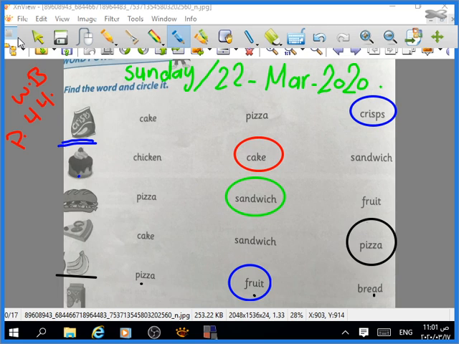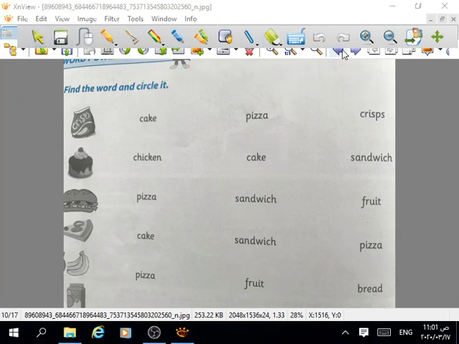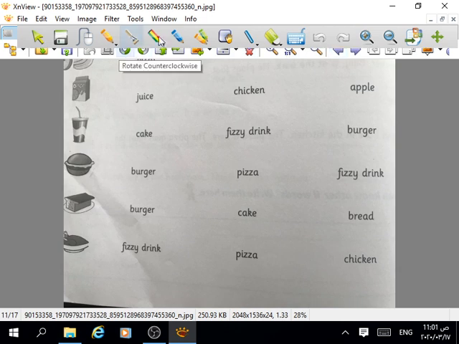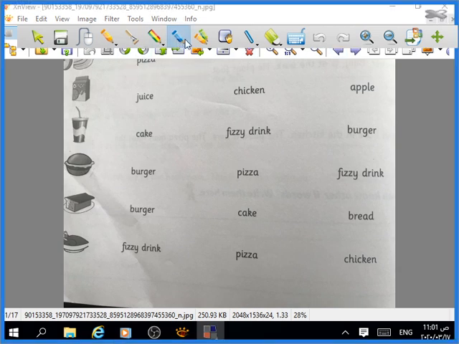Have you finished? Let's go to the next one. Okay. Look at the picture. What's this? Is it juice, chicken, or apple? Apple. What's the meaning of apple? Yes, تفاح. Excellent.